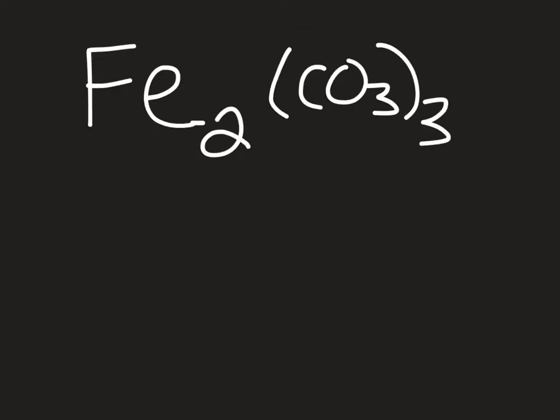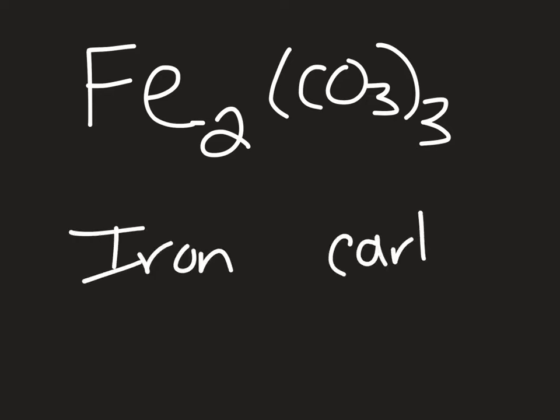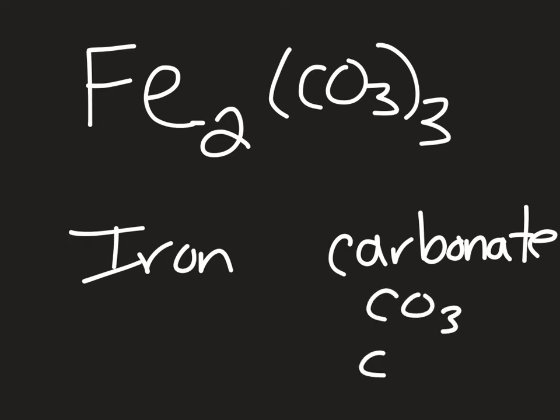All right, so for this one, I gave you the formula, so we're going to go to the name. So we've got iron, and we have carbonate. Now, iron on the periodic table can be a +2 or +3, so we have to find out which one we used. So what we're going to do is look at the picture here. Carbonate, it tells us there's 3 of them. So I'm going to draw it like this. Oops, that's a big O, sorry.